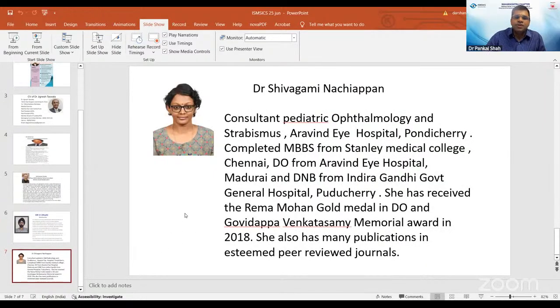One more esteemed speaker today, Dr. Shivagami. She is a pediatric ophthalmologist at Aravind Hospital, Pondicherry. She has completed her MBBS from Chennai and DO from Aravind Hospital, and she is a recipient of the Rema Mohan gold medal, and various publications to her name. So I hand over to Amey again.